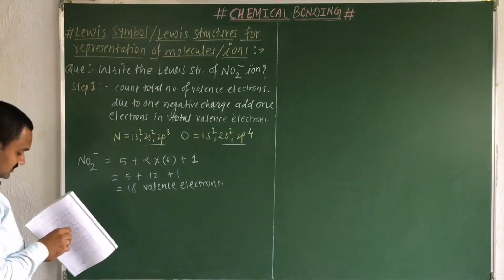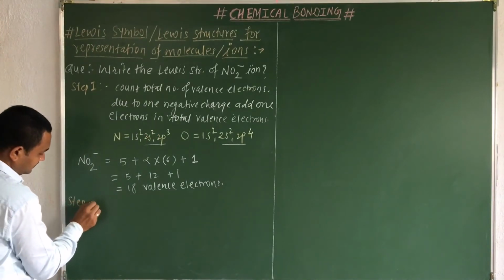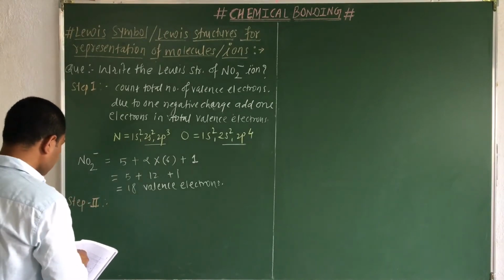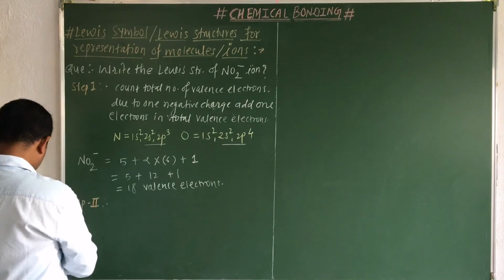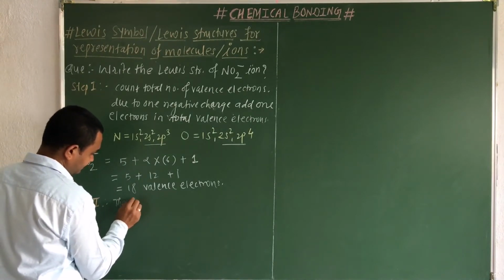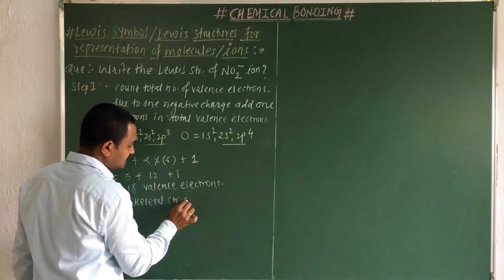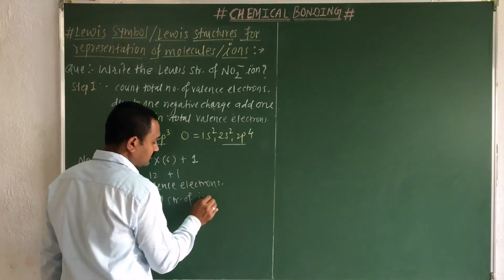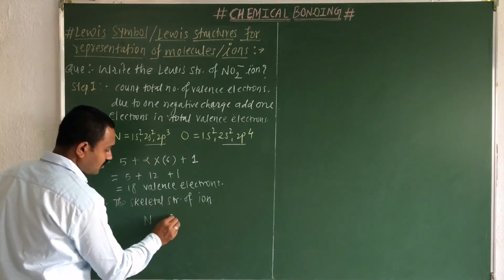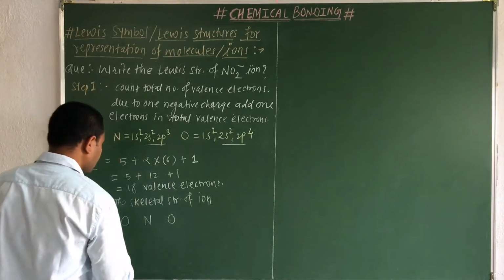Now let's go to step number second. In step second, we have to consider the skeletal structure of that molecule, the skeletal structure of the ion. ONO will be the skeletal structure.